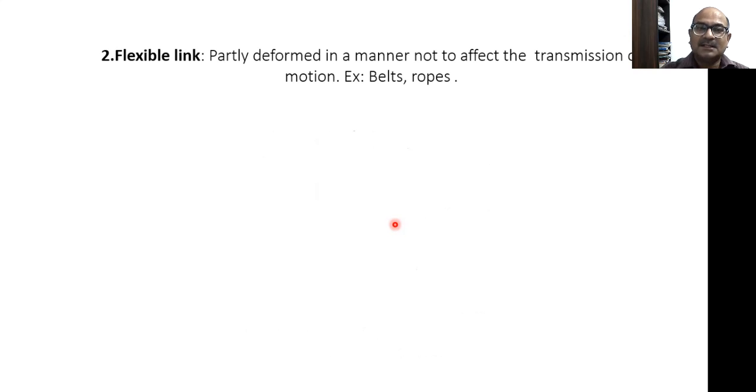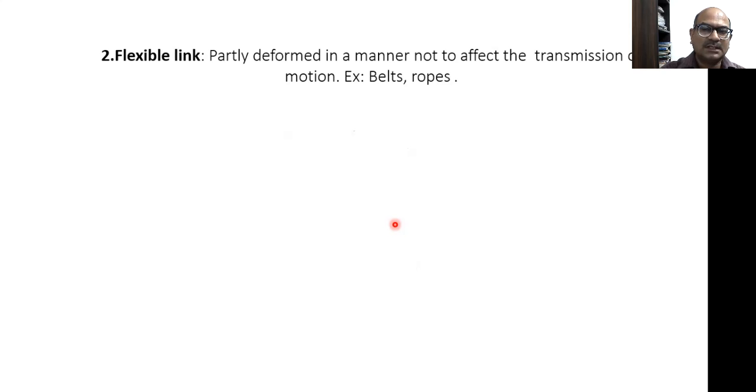Then the flexible link. The flexible link is where partial deformation is available, but it is not that complete deformation takes place at the time of application of the force and the motion is disrupted. Here you have to ensure that motion is available and the deformation is partial only, just to support the motion.